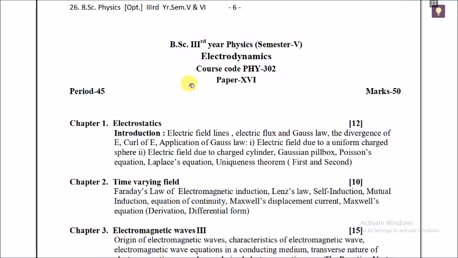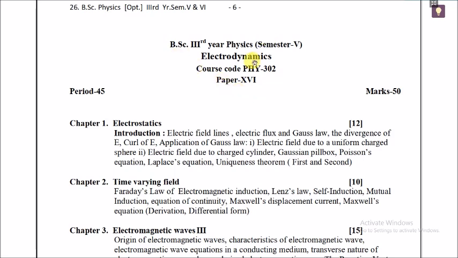In this semester, we are having two papers for physics. The first one is classical and quantum mechanics, and the second paper is electrodynamics. For this semester, I'm taking the paper on electrodynamics. Today we are only taking the introduction of this paper.